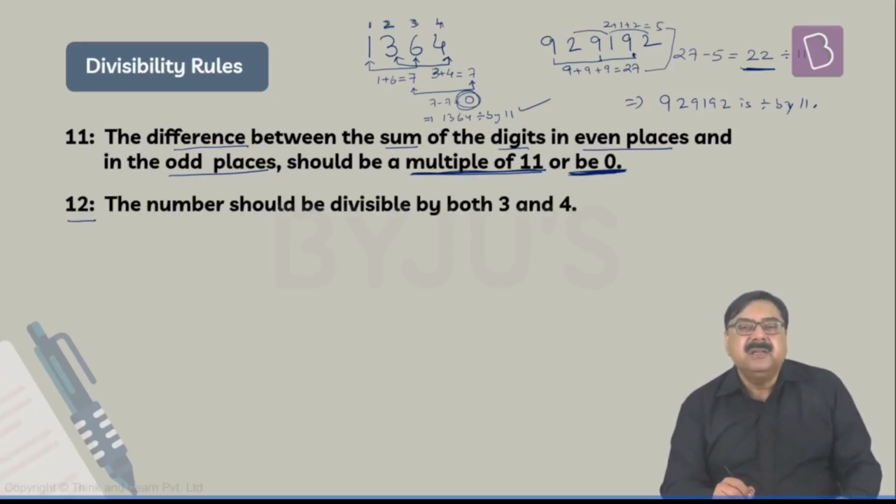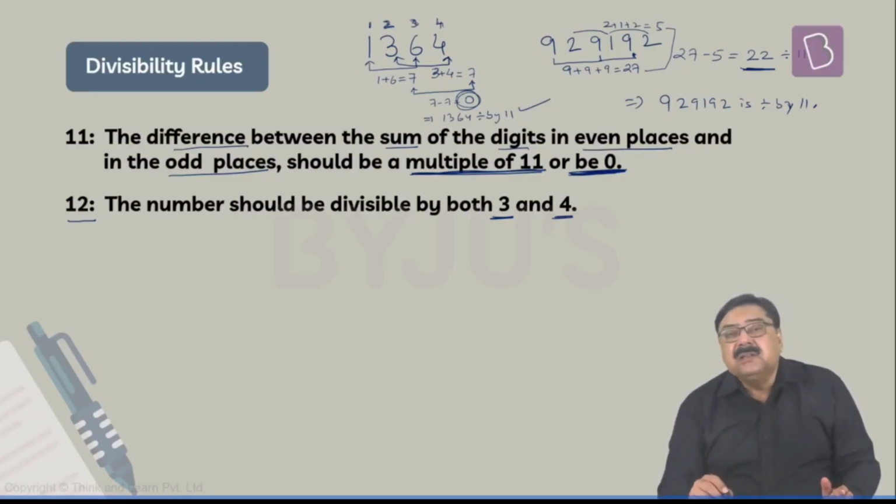12. When do you say a number is divisible by 12? When the number is divisible by both 3 and 4. Why not 6 and 2? Now, that is where the concept of coprimes will come into play. What are coprimes? We will discuss in a while.